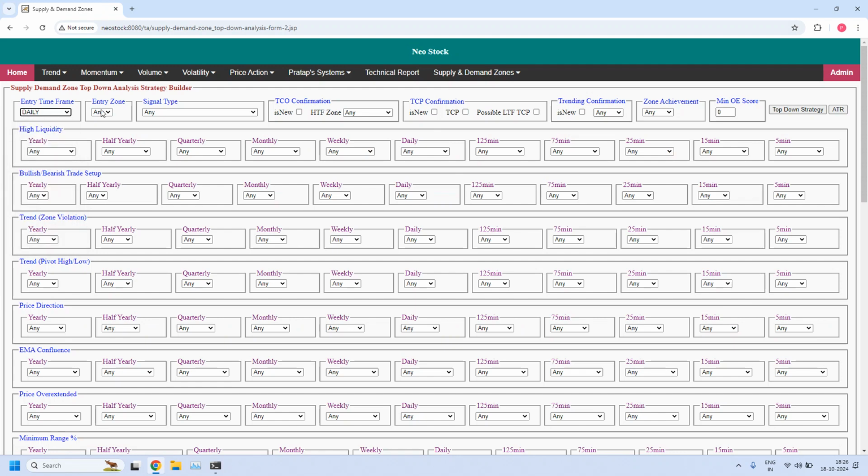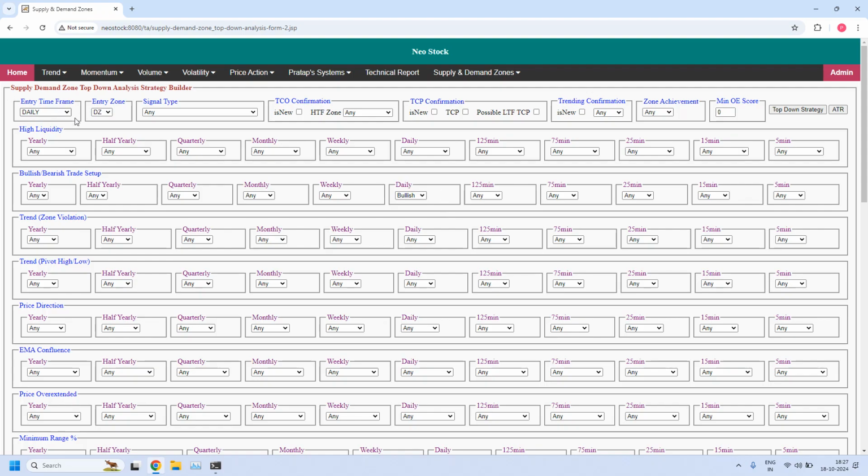The entry time frame is daily for monthly income trade, and the entry zone is the demand zone for the bullish trade setup. In the bullish or bearish trade setup parameter, for entry time frame daily, we have to select the parameter bullish. That indicates we are generating the bullish trade setup. But the generated bullish trade setup zones we are filtering based on 3 parameters: one is the pierced count, zone achievement, and minimum enhanced score.